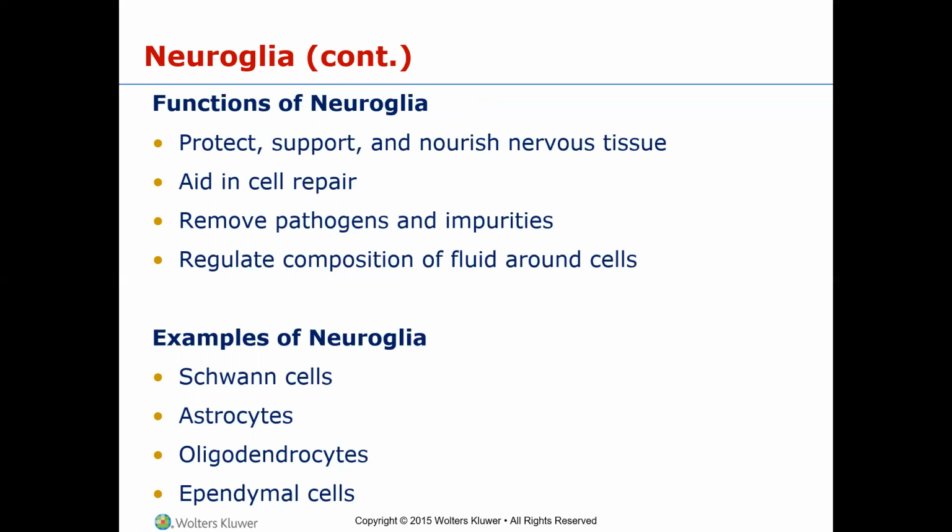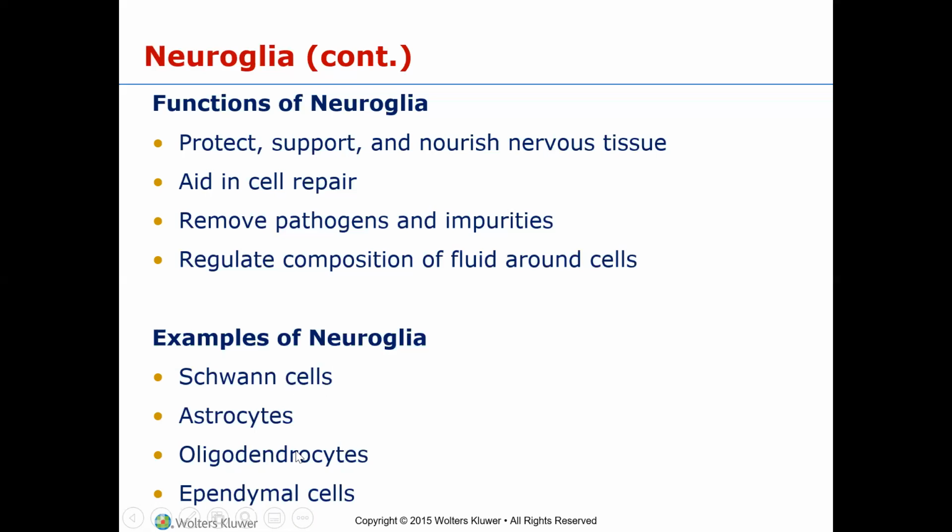So the functions are fourfold. They protect, support, and nourish the nervous tissue. They aid in cell repair. They remove any pathogens or impurities like bacteria. And then they also regulate the composition of fluid that might be around the cells. These are examples of them: Schwann cells, which we've already talked about. Joining some of these neurons are astrocytes.